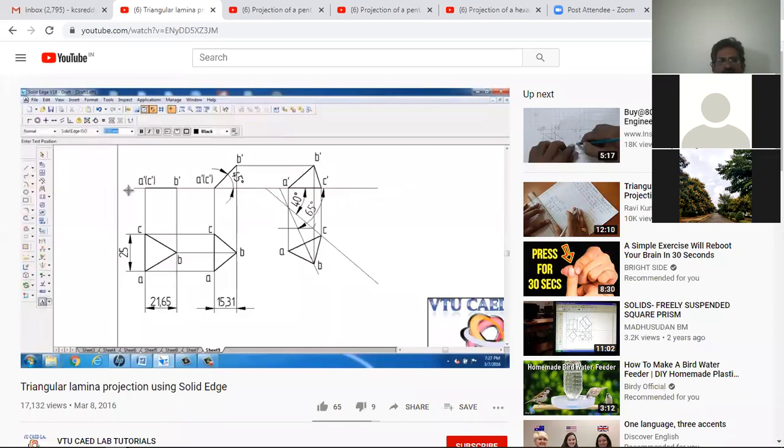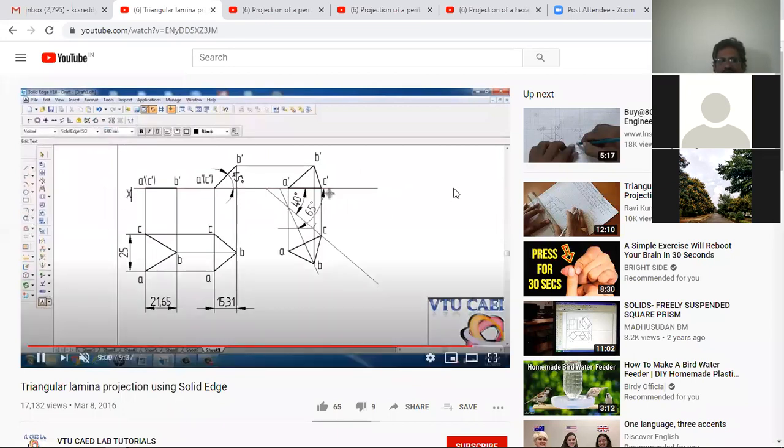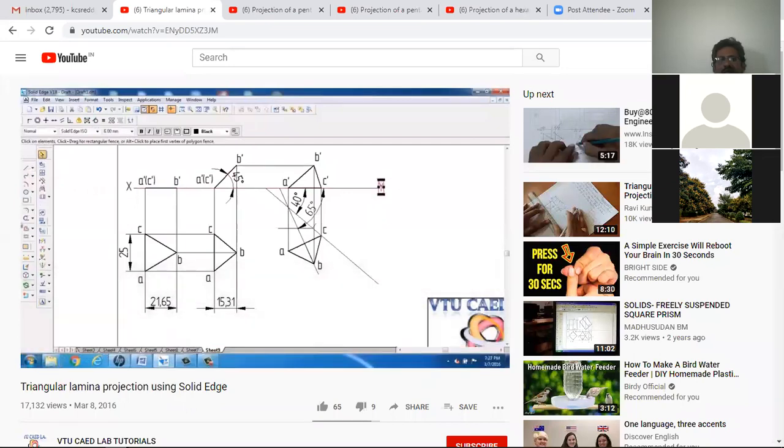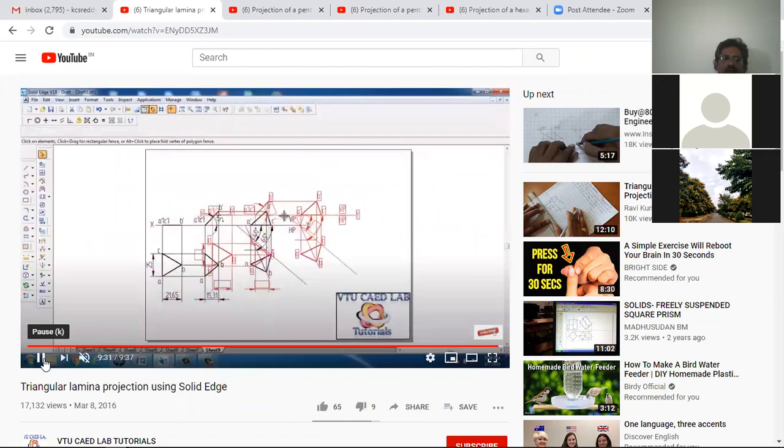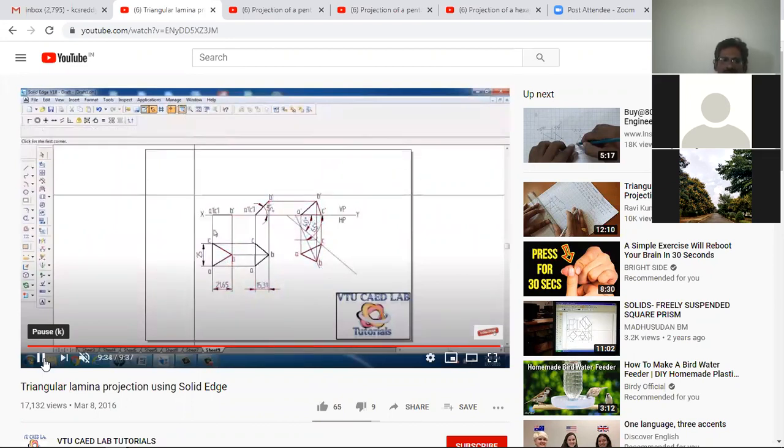So represent with the text command X, then Y, VP, HP. Once again use the text command VP, HP. You need to type. Okay, so this is how you can do the projection of planes using the software.